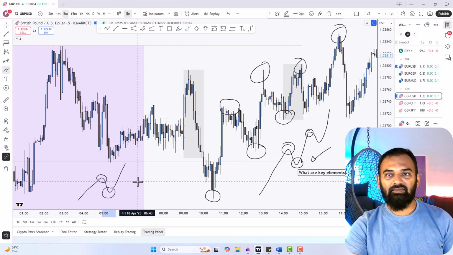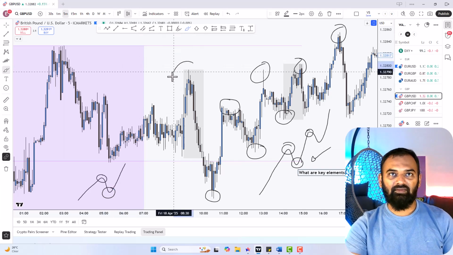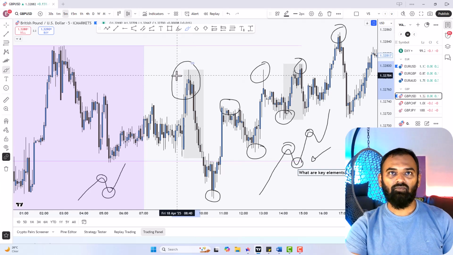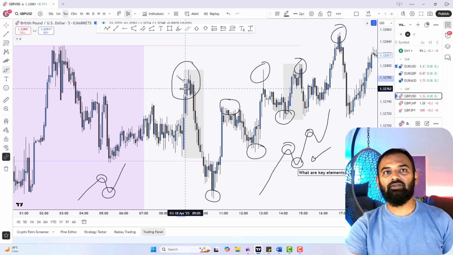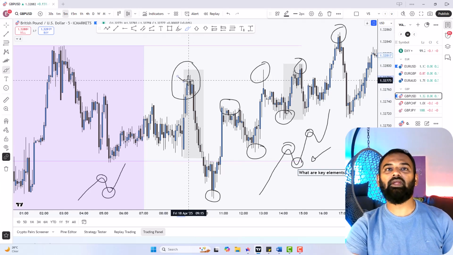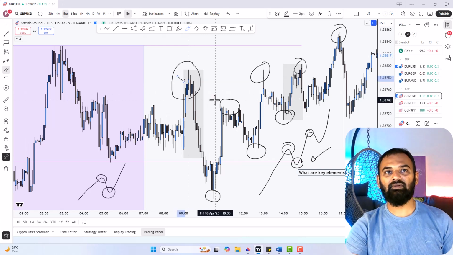Now, there is a particular characteristic of a swing high or swing low. It is a three candle pattern. For a high, the first candle has to be smaller than the in between candle of the three candles, and the third candle has to be smaller than the second candle.